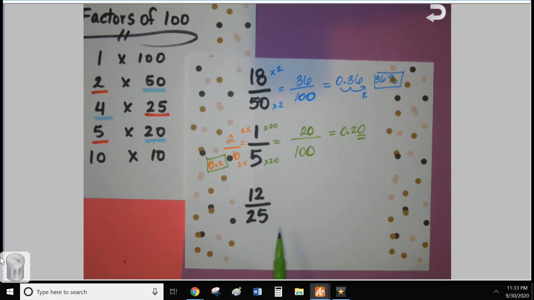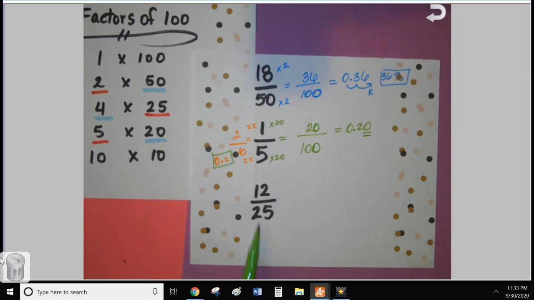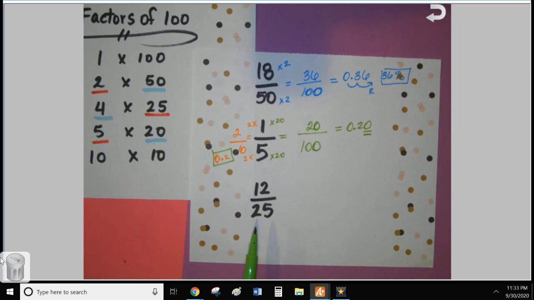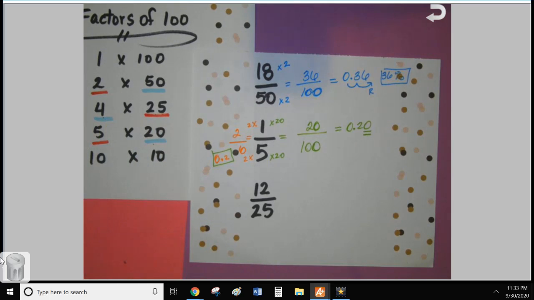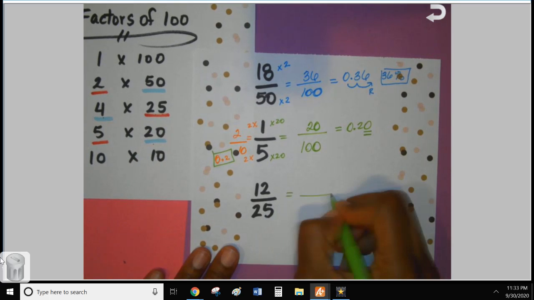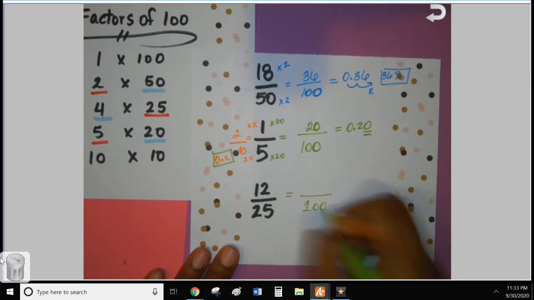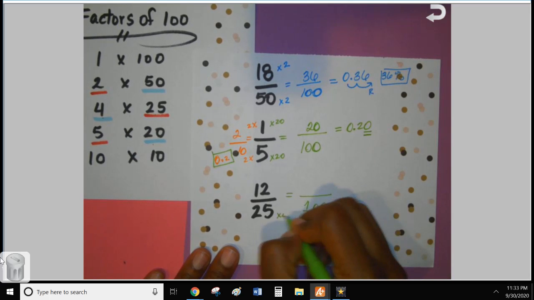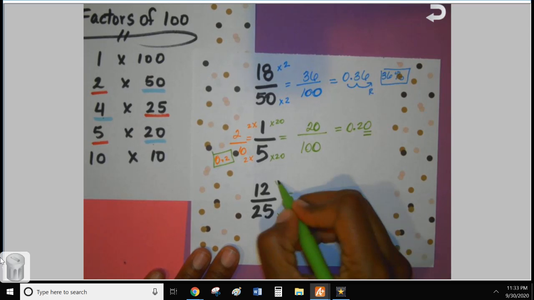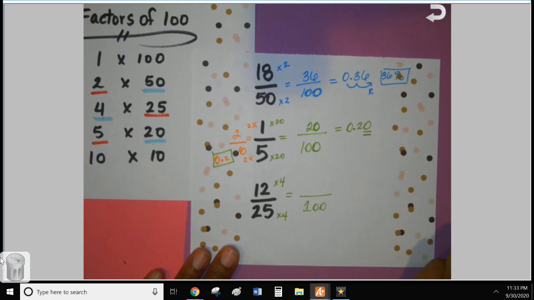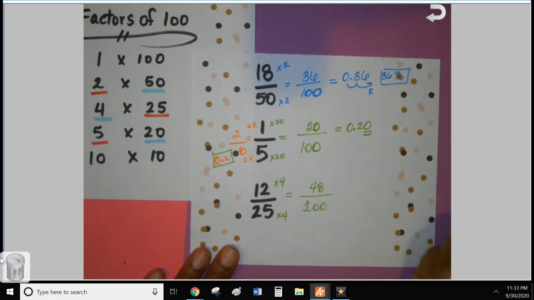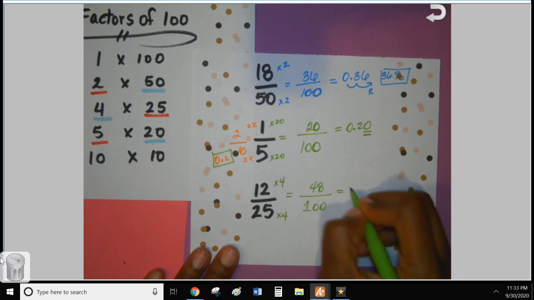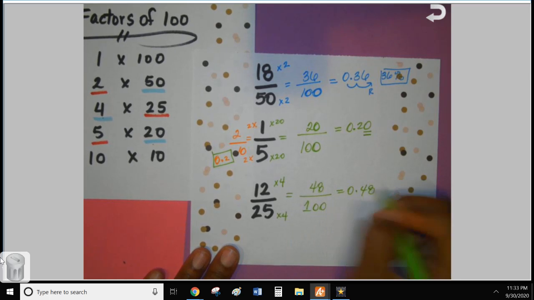12/25. Again, anytime you think about 25, think about 4 quarters in a dollar. Okay? 25 times 4 will give me 100. Multiply the top times 4. 12 times 4 is going to give me 48. So then I have 48 hundredths.